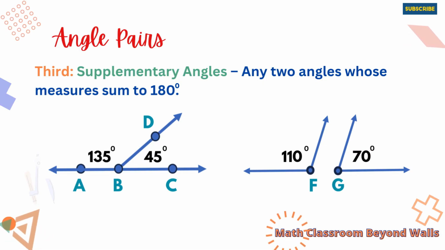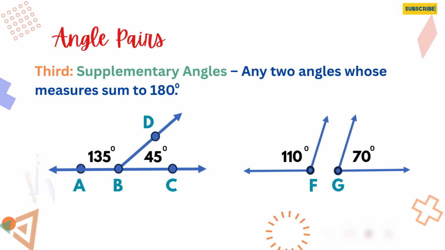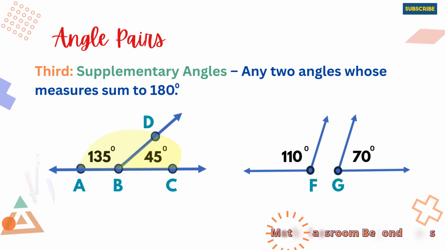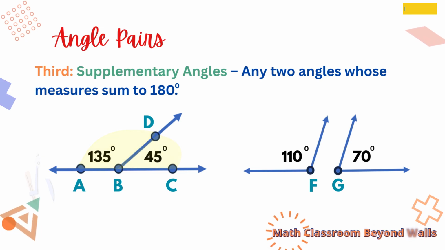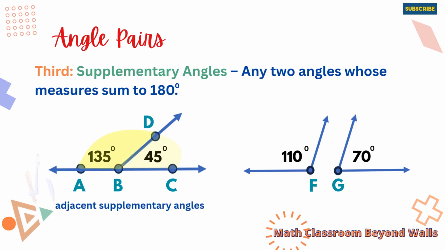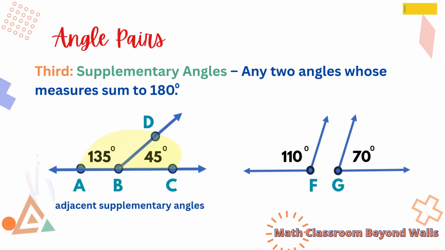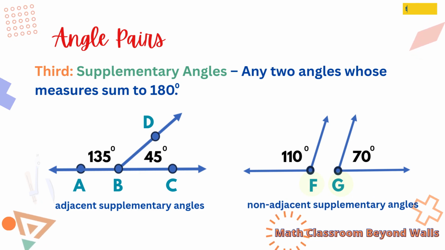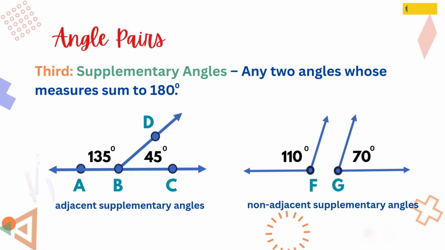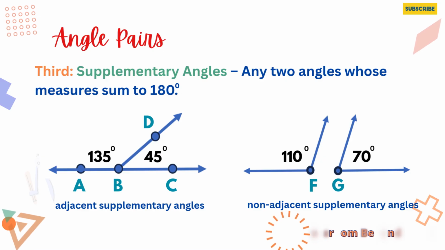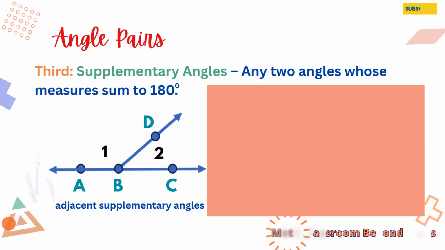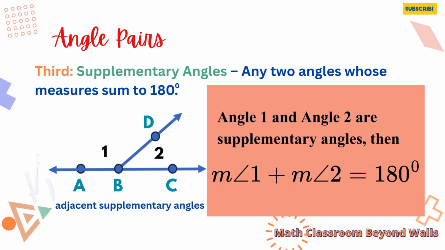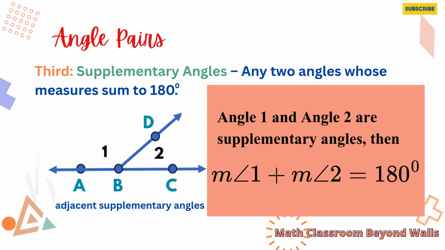Here are pairs of supplementary angles. Now, angle ABD and angle DBC are adjacent angles aside from being supplementary angles. Hence, this pair is also referred to as adjacent supplementary angles. On the other hand, angle F and angle G are non-adjacent supplementary angles. The special relation between any two supplementary angles is described in the equation that follows. That is, if angle 1 and angle 2 are supplementary angles, then the measure of angle 1 plus the measure of angle 2 is 180 degrees.